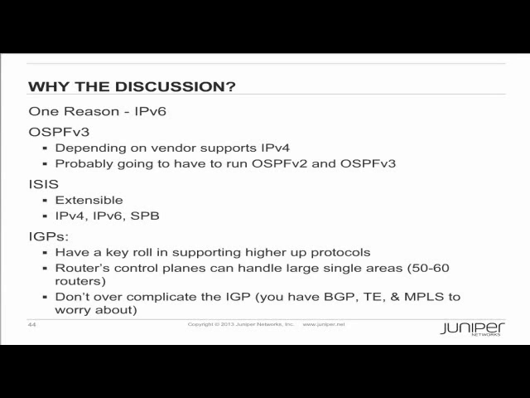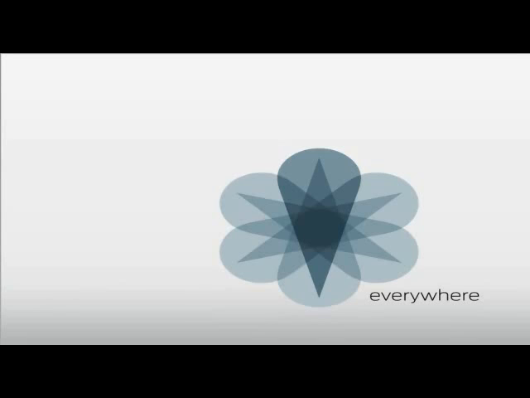Single area is fine. Most of the newer devices have plenty of CPU to run Dijkstra. It's not the problem it was back 13 years ago. Just be smart with it. Don't overcomplicate it. Just lay it out there, and make the migration.